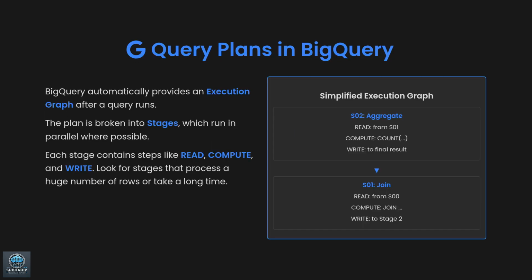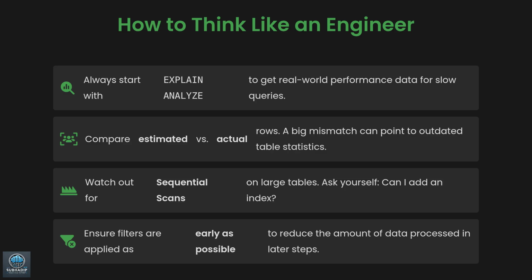Similarly, Google BigQuery integrates execution details directly into its console. After running a query, you can view the execution graph, which shows how the work was distributed across different stages. You can analyze how much time and resources each stage consumed, which is key to optimizing queries in its distributed environment. So to recap, here are the key takeaways.